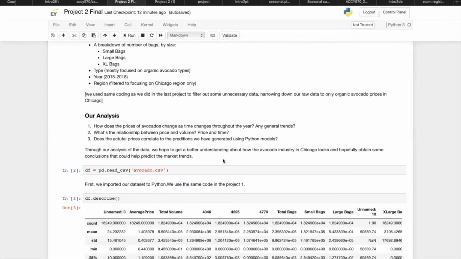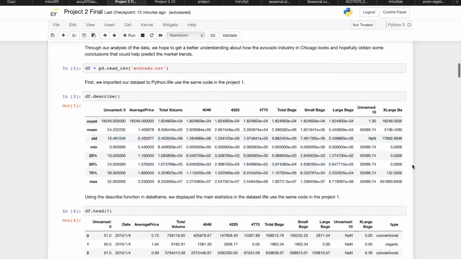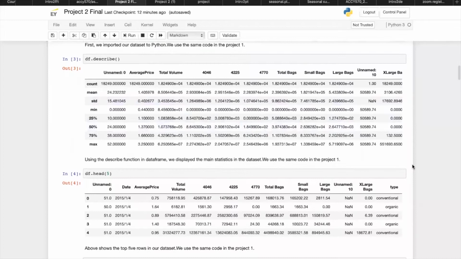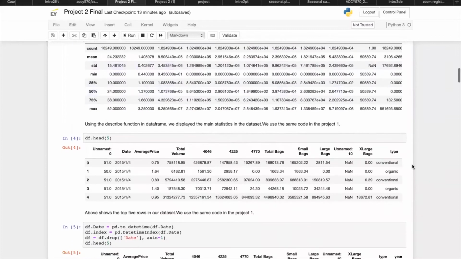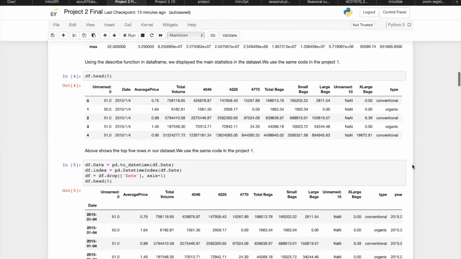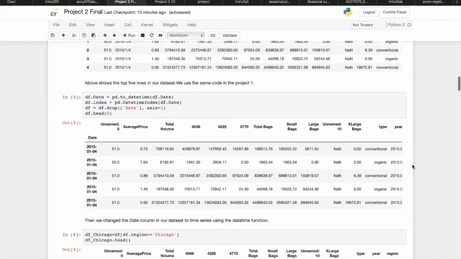First, we imported our dataset to Python, using the same code as in the previous project. Then we used the describe function in the data frame to display the main statistics in this dataset. This code is also the same as the previous project. The next output shows the top 5 rows in our dataset, and we're still using the same code as in project 1. Next, we changed the date column in our dataset to a time series using the datetime function.